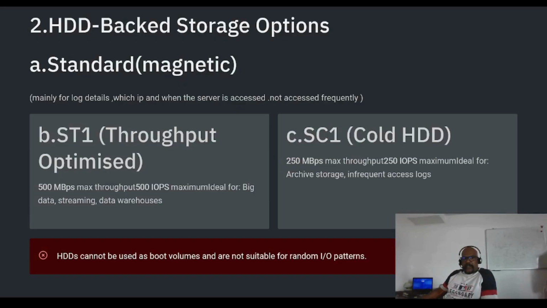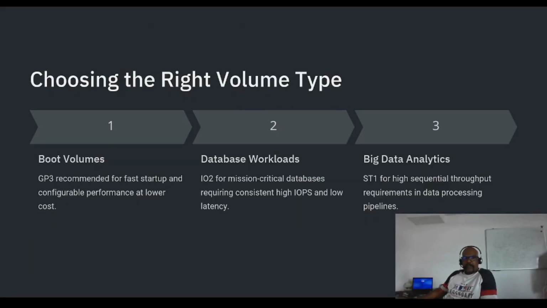Another important point in the case of hard disk drives: they cannot be used as a boot volume and are not suitable for random IO patterns. This is a main important point. Based on this information, we can choose the right volume types.